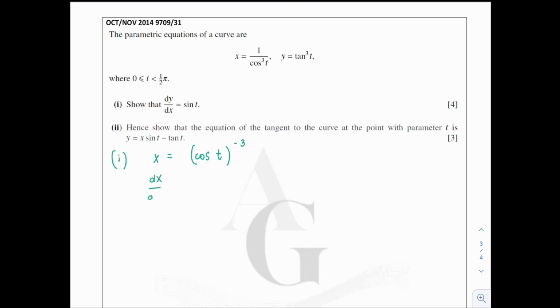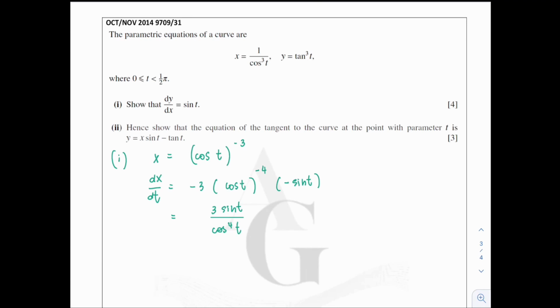So dx/dt is equal to negative 3, the power brought to the front, and then cos t in the bracket remains the same, with the power n minus 1. Negative 3 minus 1 gives negative 4. Now we differentiate the one inside the bracket, which is cos t. Differentiating cos t, we get negative sin t. Here I'll simplify a bit, so it becomes 3 sin t over cos to the power of 4 t.